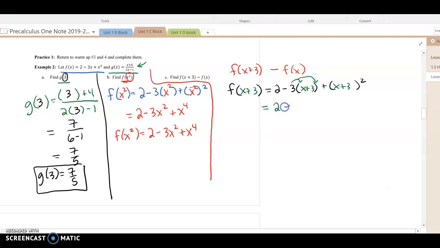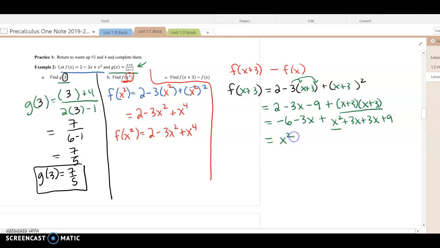So we have 2 minus 3x minus 9 plus, now we have to FOIL x plus 3 times x plus 3. So we have a 2 and a negative 9, so we'll combine that. So we have negative 6 minus 3x plus, now we're going to FOIL this. So it's x squared plus 3x plus 3x plus 9. Now we're going to combine all of our like terms. So we end up with x squared, and then we have a 3x, a 3x, and a minus 3x, so plus 3x, and we have a negative 6 and a 9, so then those combine.